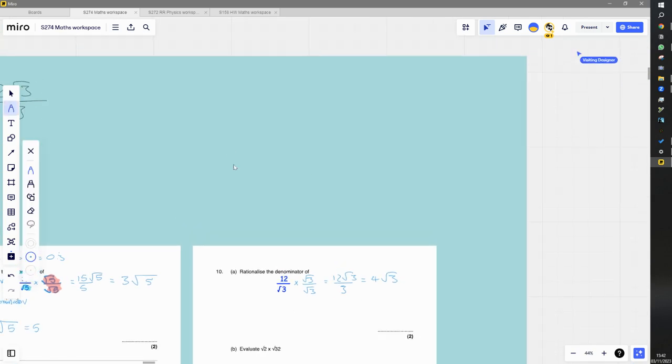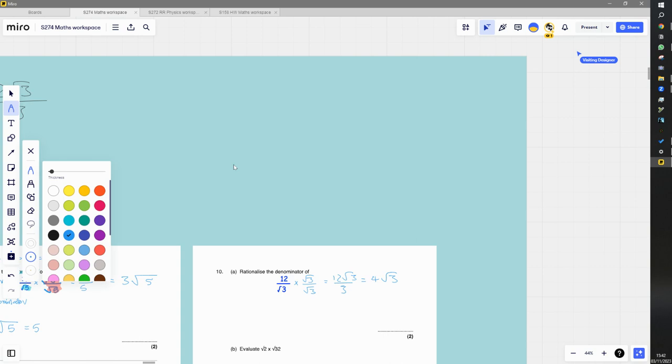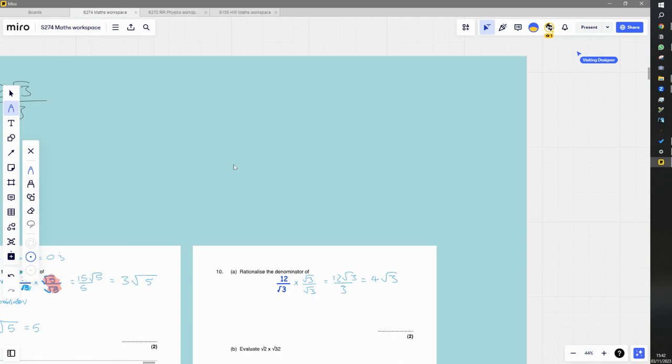Let's imagine I had 3 over 2 plus root 5. Now, this is more complicated because what do I need to multiply? I know that I can probably use a similar trick where I do something divided by itself, but what would that something be? What would I need to multiply by this that would produce a rational number?